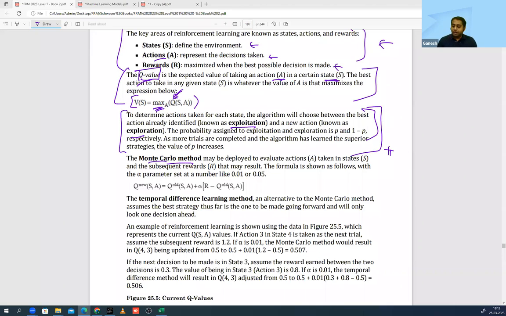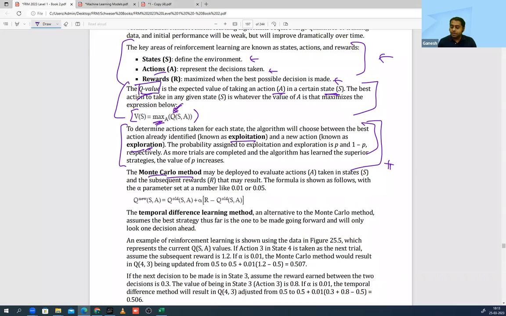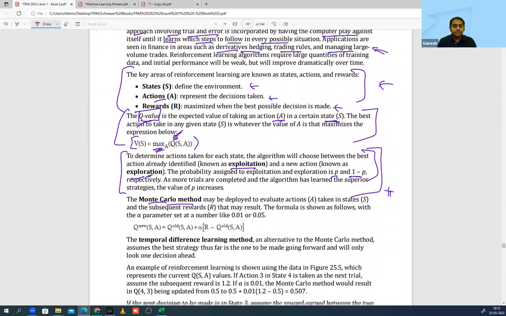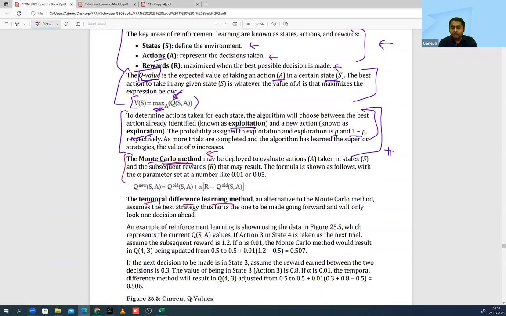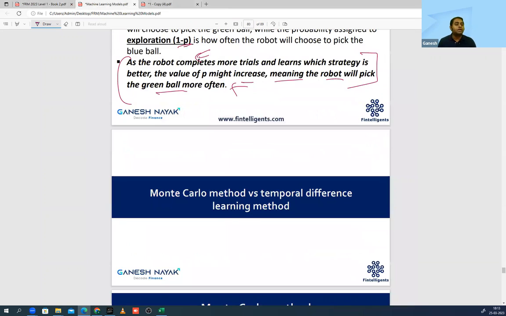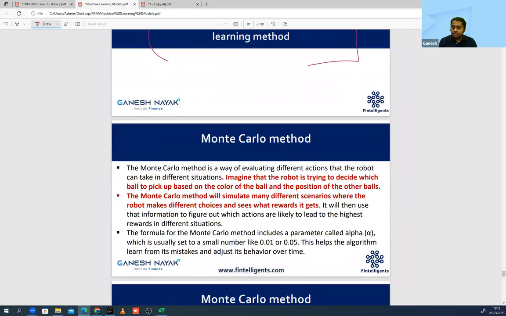Okay, guys, we are going to be continuing with this discussion. So we talked about the last concept, which is the exploitation and exploration part, which is done by the model. There was P and 1 minus P also. Now we are going to be moving towards the next section, which is the Monte Carlo method, or a temporal difference learning method. For this, we'll have to go towards the presentation. Okay, so first part, Monte Carlo process.